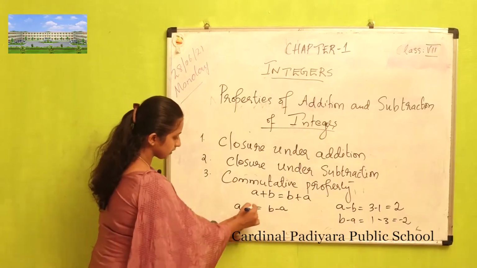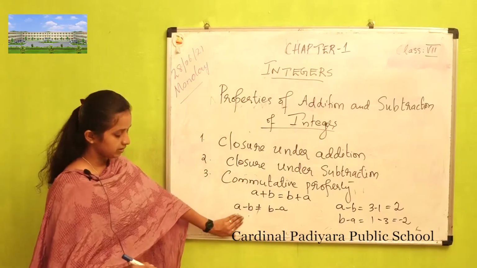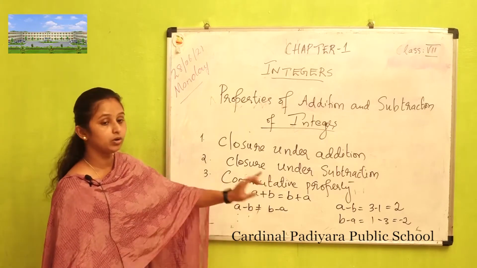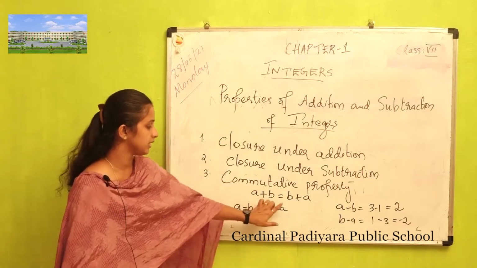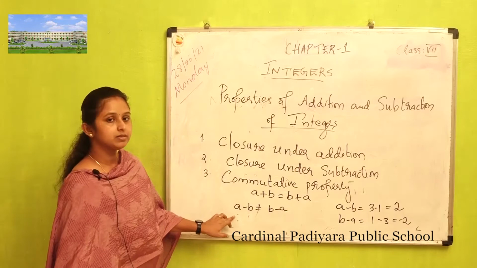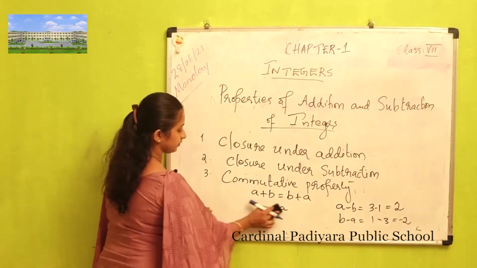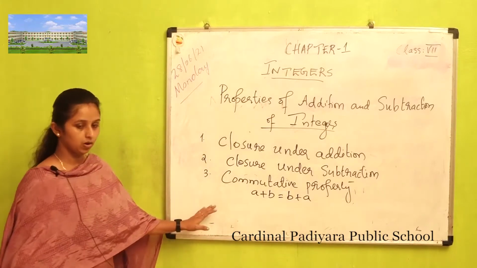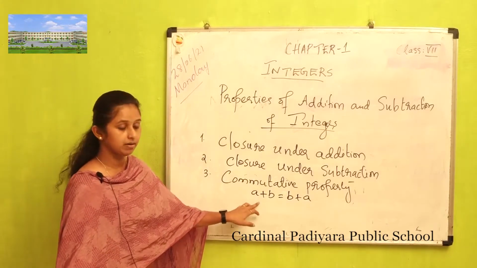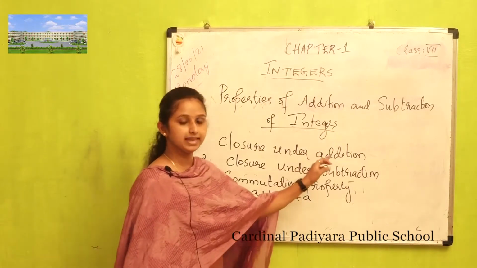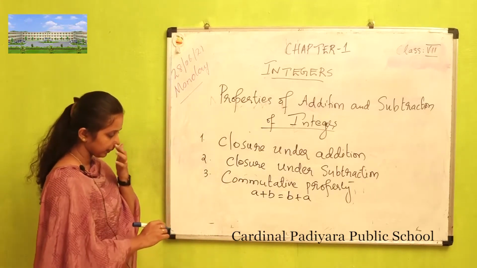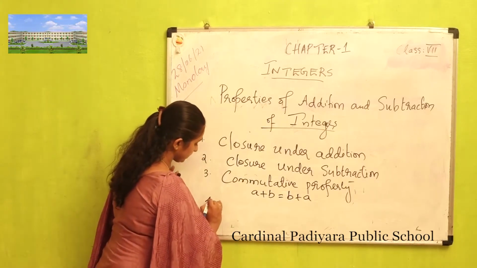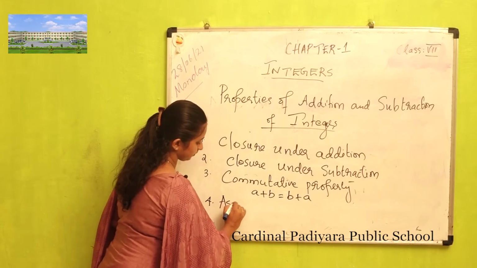That means a minus b is not equal to b minus a. We can say that commutativity holds only for addition, that is a plus b is equal to b plus a. A minus b is not equal to b minus a. So what we can say? The commutative property holds for addition, that is a plus b is equal to b plus a. Okay. Now the fourth property is the associative property.